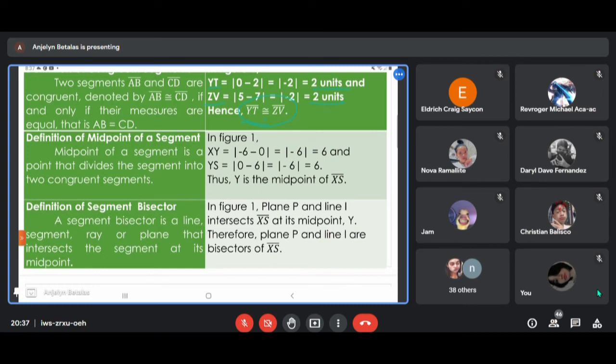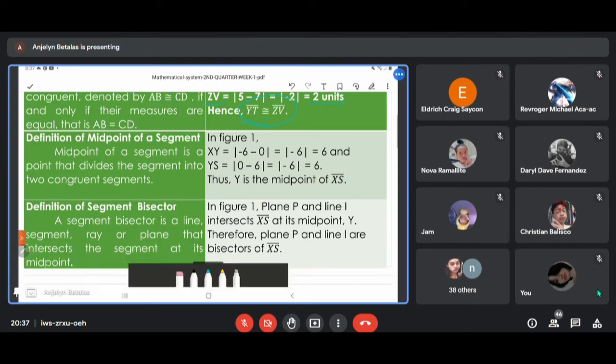So, example, atong i-drawing si XY. Kini si XY measures 6 units. And then si YS pod, measures 6 units. They're equal, no? So kung ingana ang kaso, pasabot, Y is the midpoint. Y is the midpoint of segment XS.